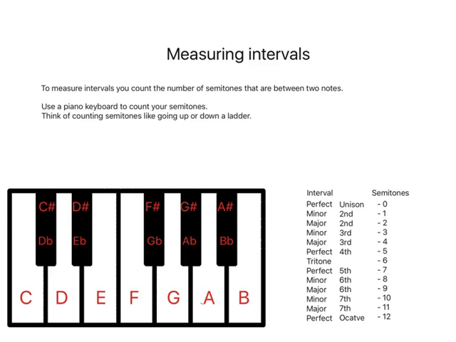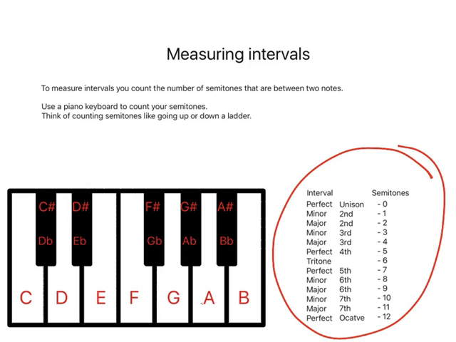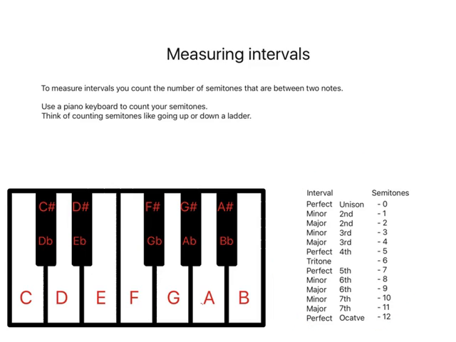Now when measuring intervals, you count the number of semitones between the two notes. When we're using the piano, we can think of it like a step ladder. We're stepping up the keys of the piano. Over here on the right hand side of the page we have the semitones for each interval. So a minor second has one semitone in it.